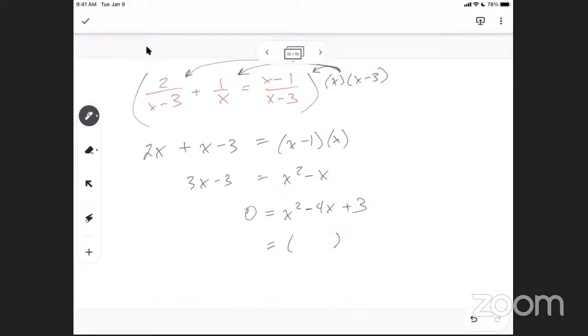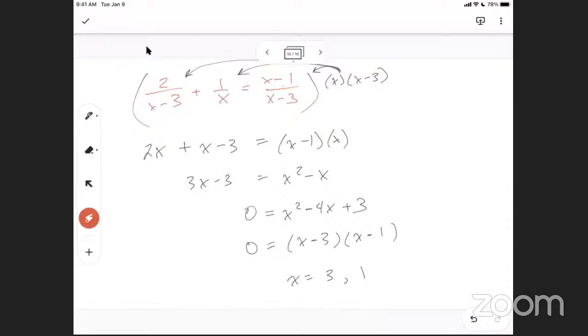Yeah. (x minus 3)(x minus 1). So what does x equal? 1 and 3. Uh-oh. Why am I saying uh-oh? Because it can't equal 3. Wait, why? Because look at the original. Oh, okay, I get it now.